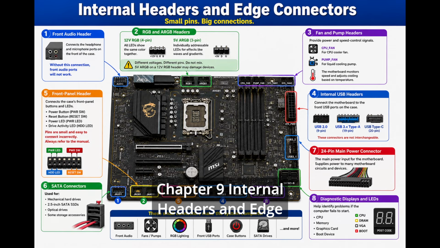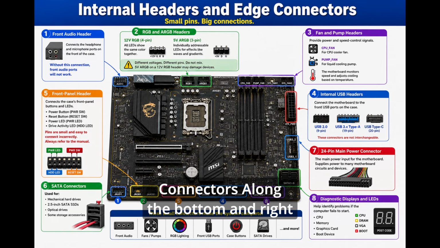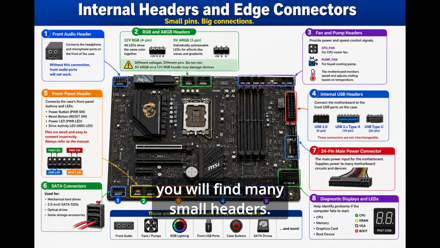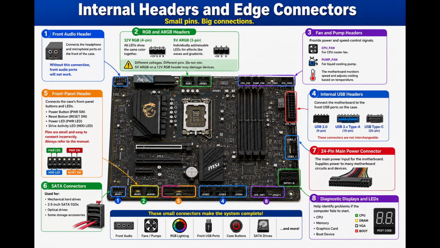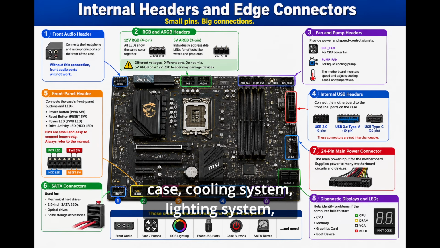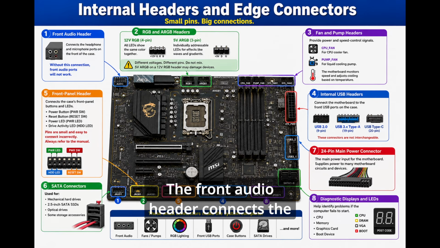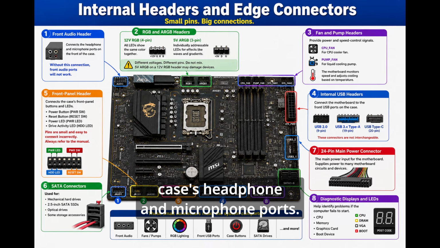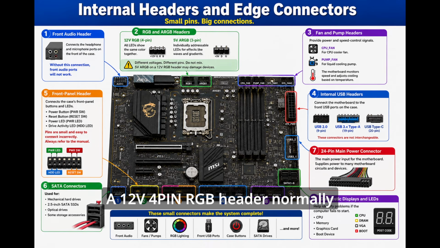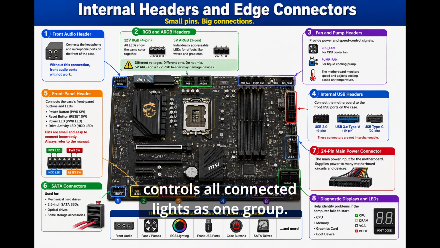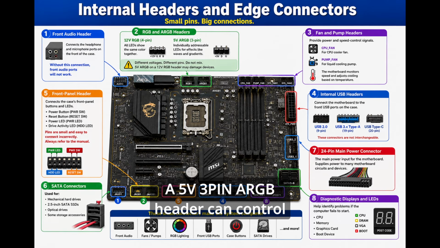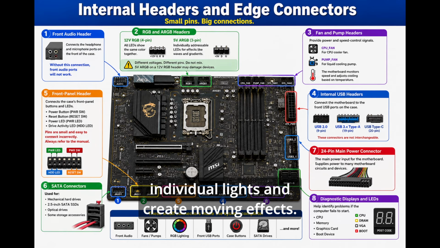Chapter 9. Internal headers and edge connectors. Along the bottom and right edges of the motherboard, you will find many small headers. They connect the board to the case, cooling system, lighting system, and front panel ports. The front audio header connects the case's headphone and microphone ports. A 12-volt 4-pin RGB header normally controls all connected lights as one group. A 5-volt 3-pin RGB header can control individual lights and create moving effects.